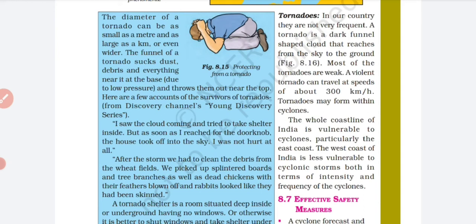So the east coast of our country is totally vulnerable to these types of cyclones. The west coast of India is less vulnerable to cyclone storms, both in terms of intensity and frequency. So the west coast is quite less vulnerable as compared to the east coast, because whenever a cyclone is formed, it first hits the east coast.